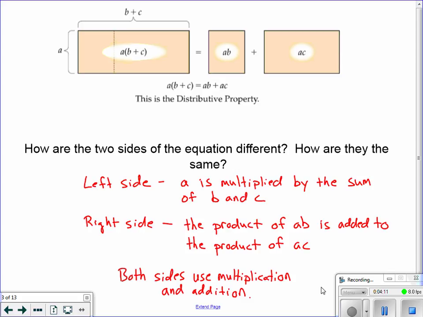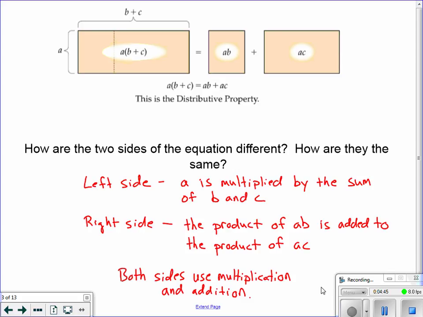Well, on the left side, what you're doing is you're taking A and you're multiplying it by the sum of B and C. So what you're doing there is you're going to add B and C together first, and then multiply that by A. On the right side, you're taking the product of AB and adding it to the product of AC. So on that side, you're going to take A times B, and then A times C, and then add those together last.